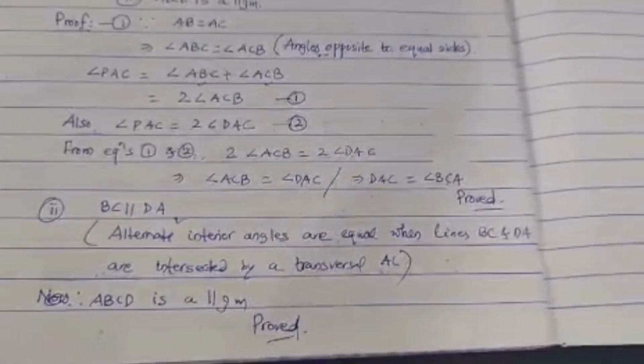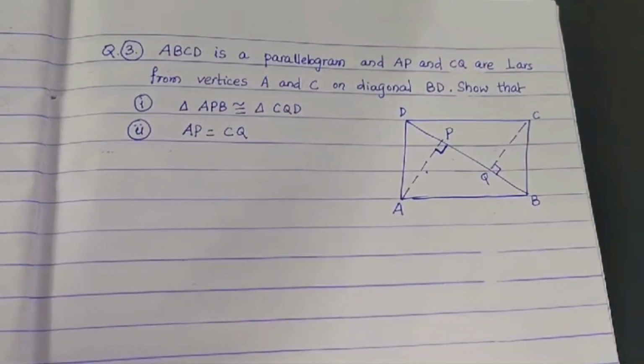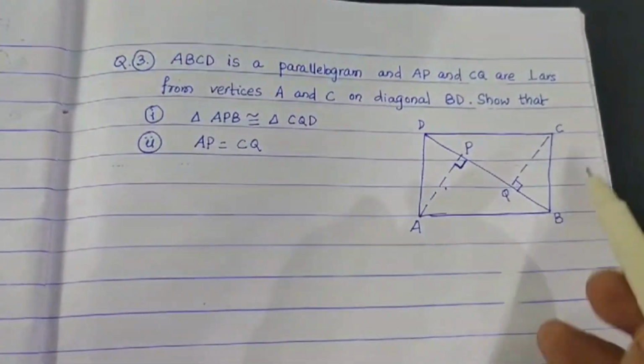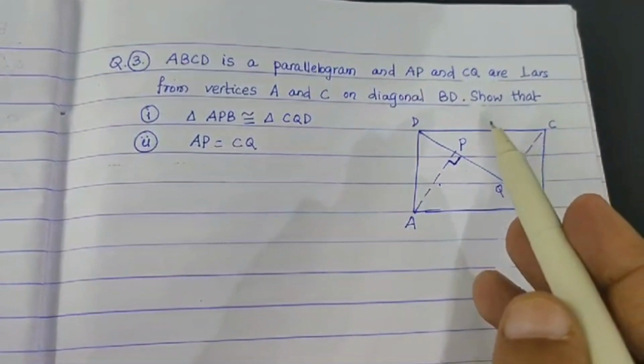Let's move on. Okay, now let's solve this question. Question number 3. ABCD is a parallelogram, and AP and CQ are perpendiculars.